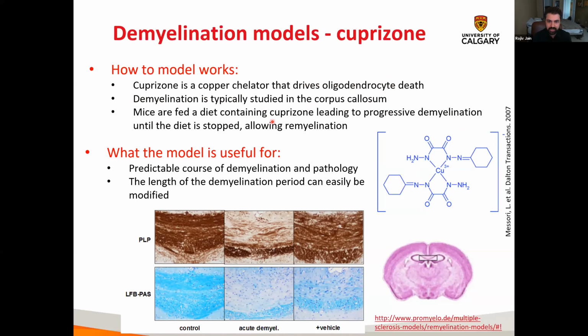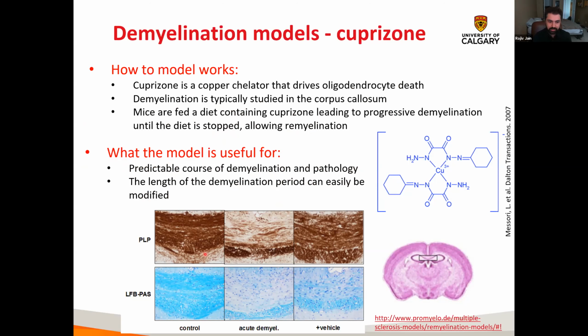And in this model, the mice are again fed cuprizone in their diet, and this leads to a progressive demyelination in these mice until the diet is stopped, allowing for remyelination. And this is one of the big pros of this model, is that you can control when you want the remyelination to happen. This model is really useful because it has a very predictable course of demyelination and pathology, allowing you to use very precise timings in this model. The length of the demyelination period can be modified pretty easily as well.